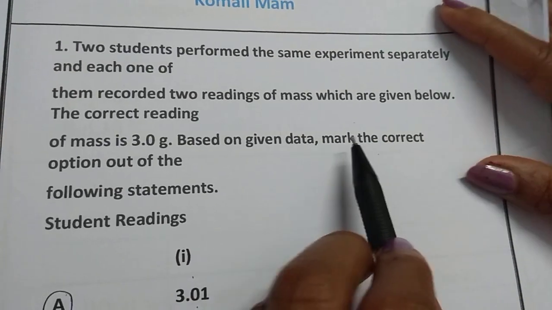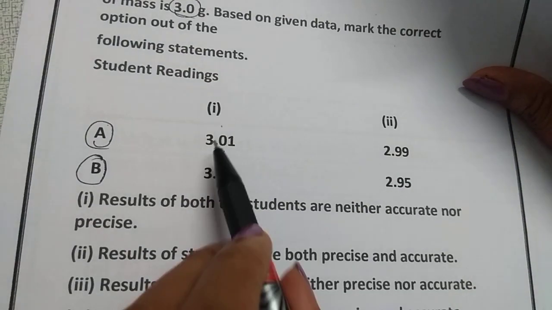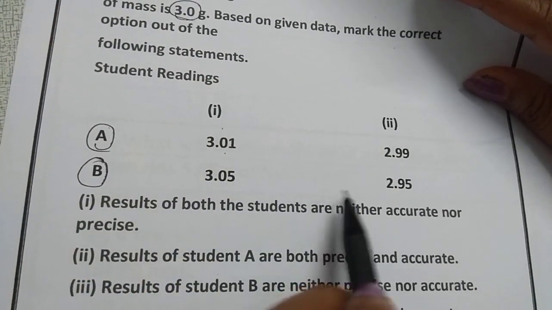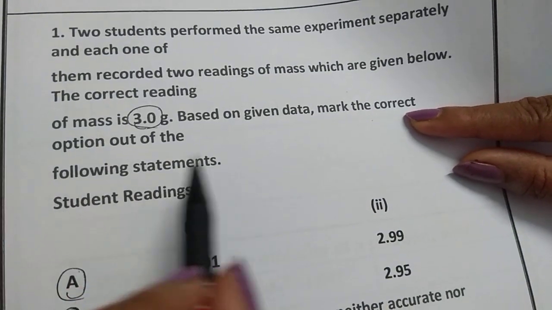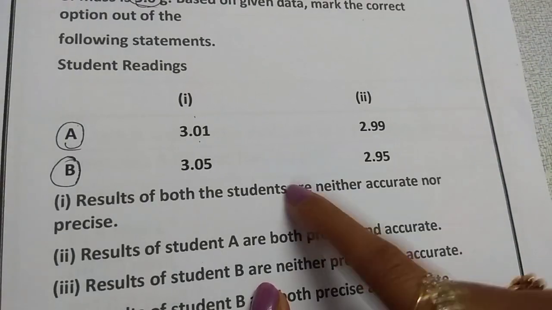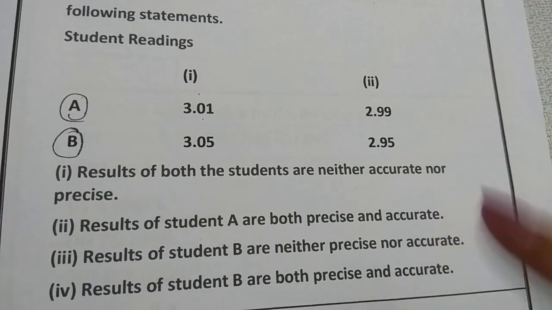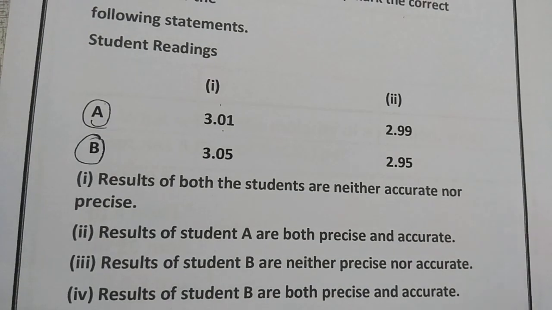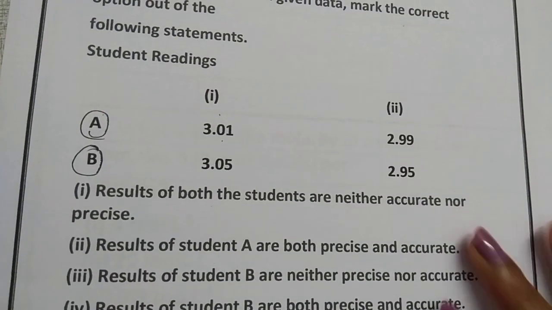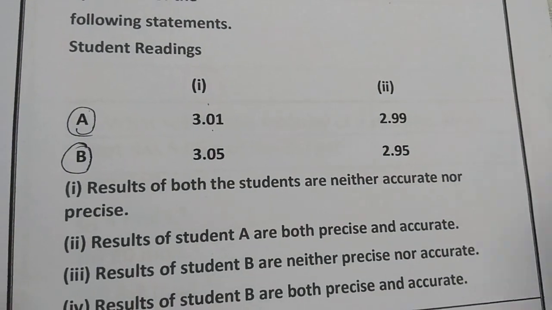Now the question is, the correct reading is actually 3 grams, but these are the readings the two students got. Based on the given data, mark the correct option out of the following. So which is the correct one? All four options mention precise and accurate, for example both are accurate and precise, or A is accurate and precise, B is accurate and precise. Like that, 4 different options are given. So first you need to understand what is accurate and what is precise.